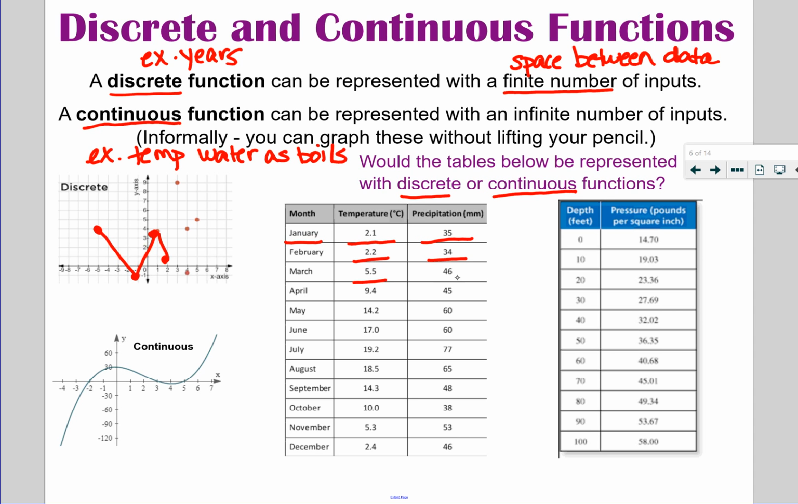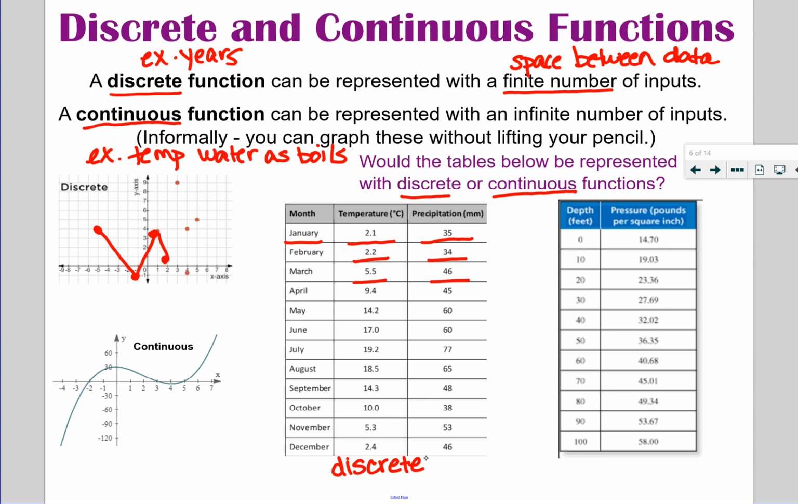So what you would actually be graphing here are temperature as your inputs, and precipitation as your outputs. If these are average temperatures and total or average precipitation for these months in whatever location we're talking about here, we wouldn't have values between them. We wouldn't have an average temperature between January and February because we're just measuring each month. So we would say that this is a discrete set of data. We would only have these 12 points.